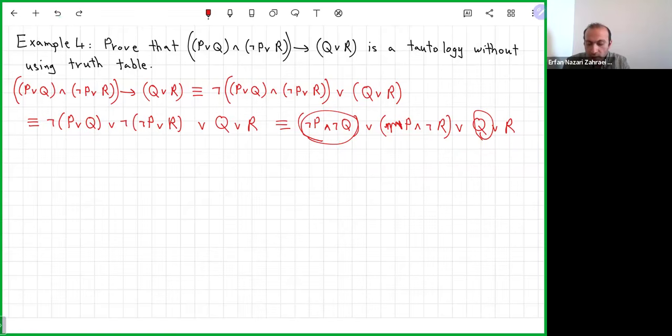Basically, what I'm using is distributivity and commutativity and associativity of or. So I can swap the orders and change the parentheses. So if I do that, what I get is this, which is not P and not Q, then or Q. I get this. Let me pack them in a parenthesis for clarity.